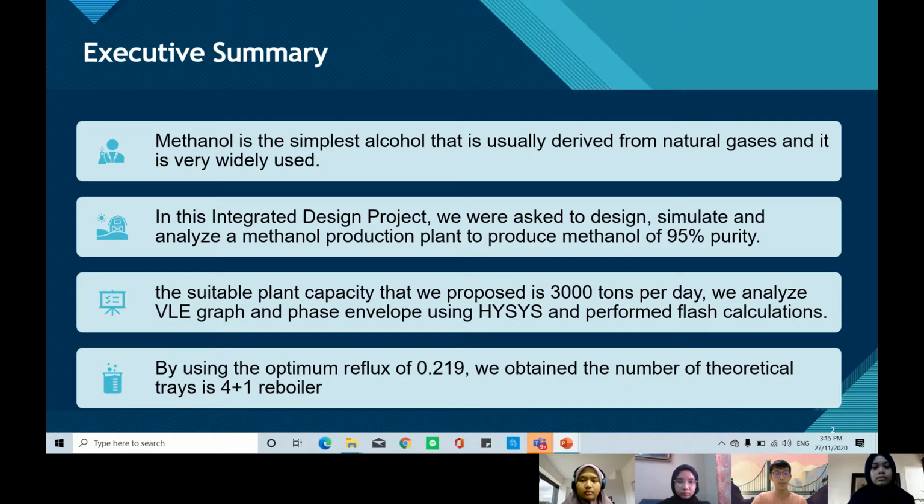For the separation process one part, we have decided and used optimum reflux of 0.219 because the number of theoretical trays used is the least, which is 4 plus 1 reboiler. Next, I'll pass the floor to Siti Aisha.